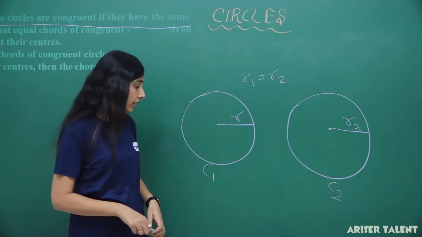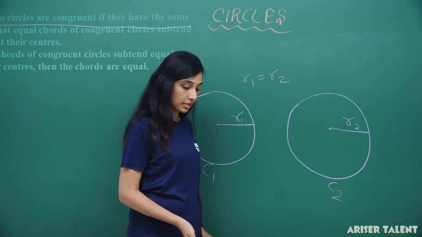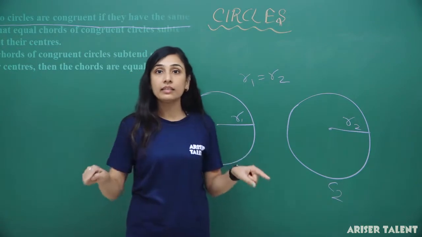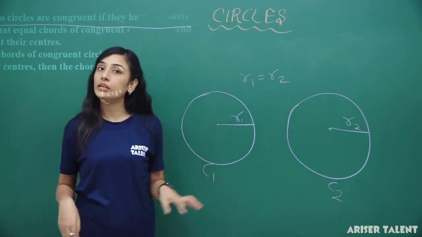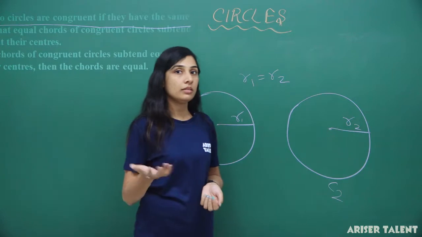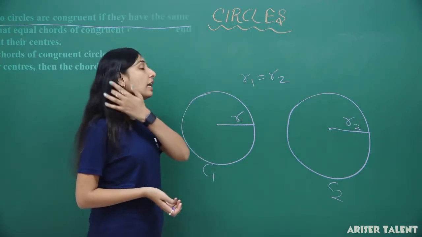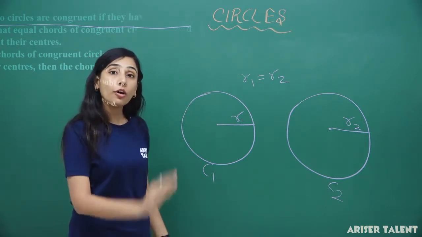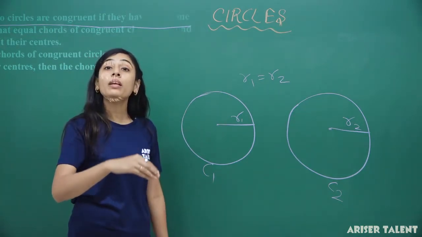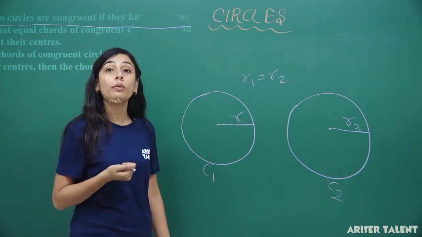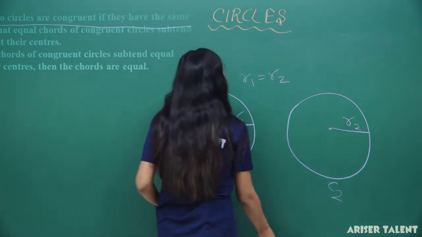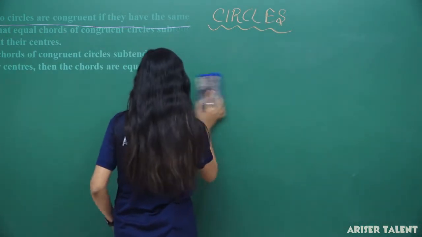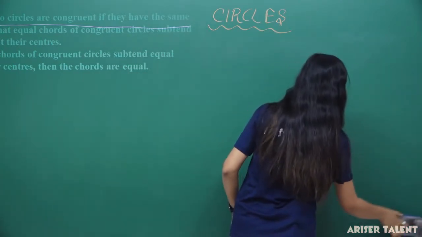That means if you make 10 circles of the same radii, then all these 10 circles will be congruent to each other. Radius same, that means they are congruent. That's as simple as that. If they do not have equal radii, they cannot be congruent. Noted? So the concept of equal radii is clear?